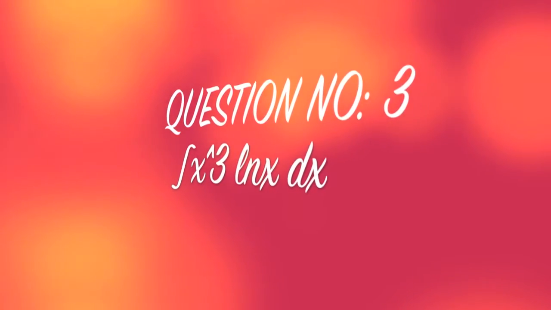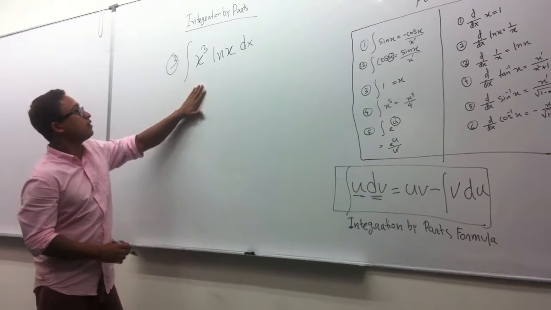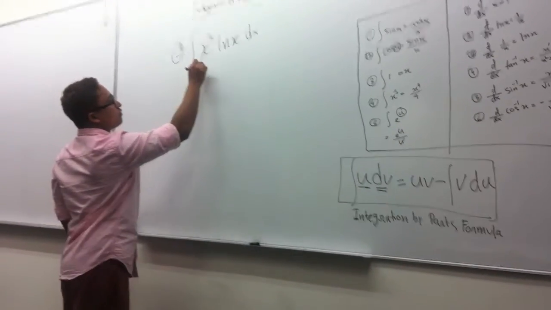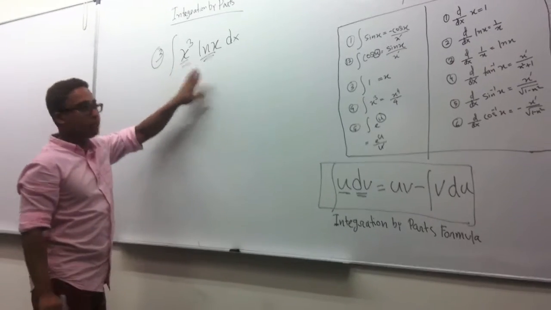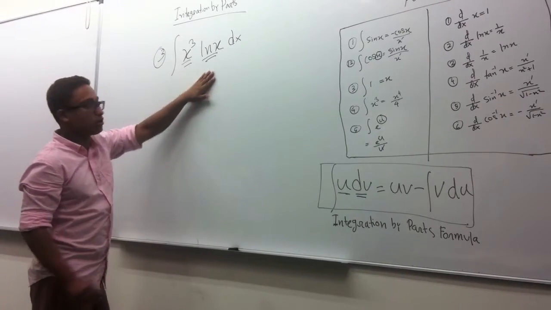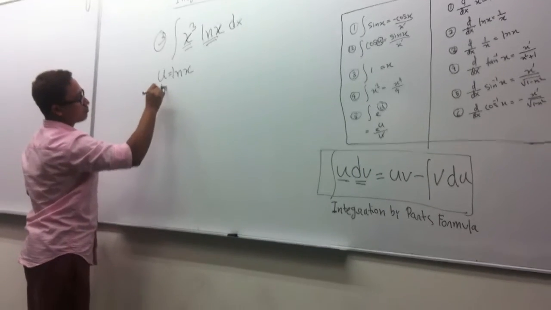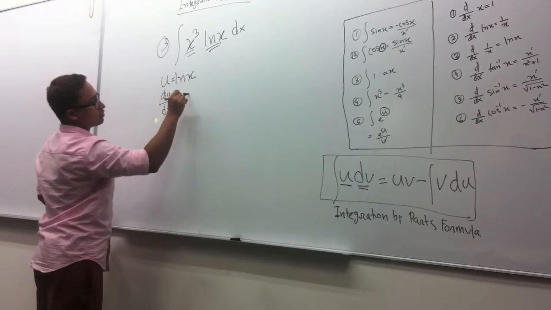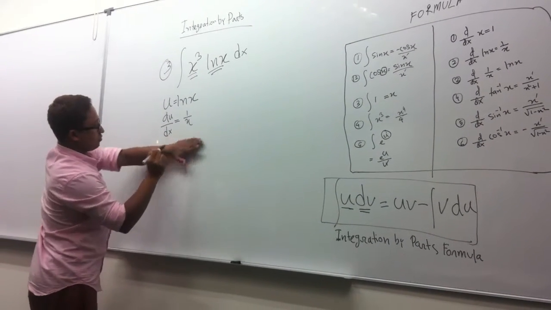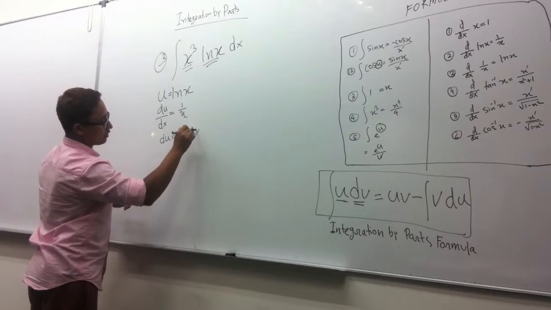Okay, now we are going to solve our third question for integration by parts. This question is the integration of x cube and ln x. We have to take one of them as u and the other as v. We'll take ln x as our u, because using this we can get rid of the natural logarithm. So u is ln x. du/dx of ln x is 1 over x, so du is 1 over x dx.